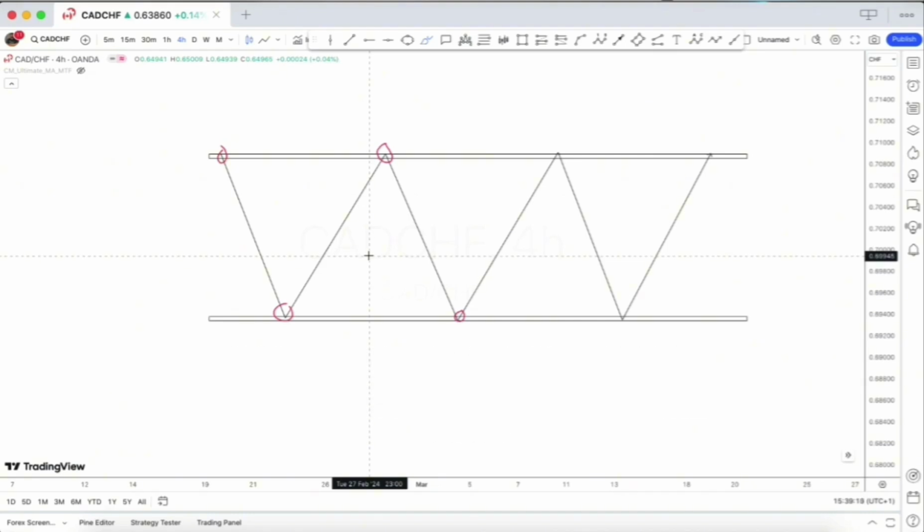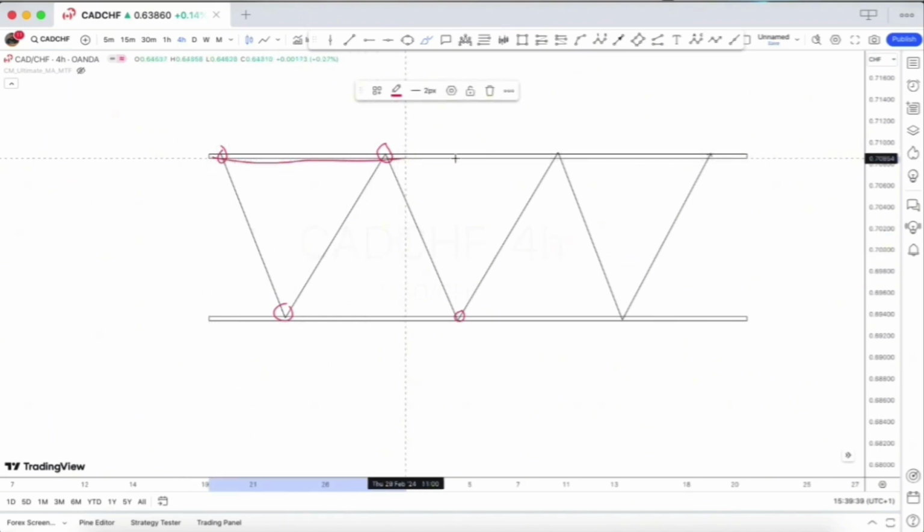So the main aim for the sellers is to make price go lower, right? Is to make price depreciate in value. And the main aim for the buyers is to make price go higher, for price to appreciate in value, right? So at this resistance level right now, we have sellers who are actively looking for a way to sell the market.